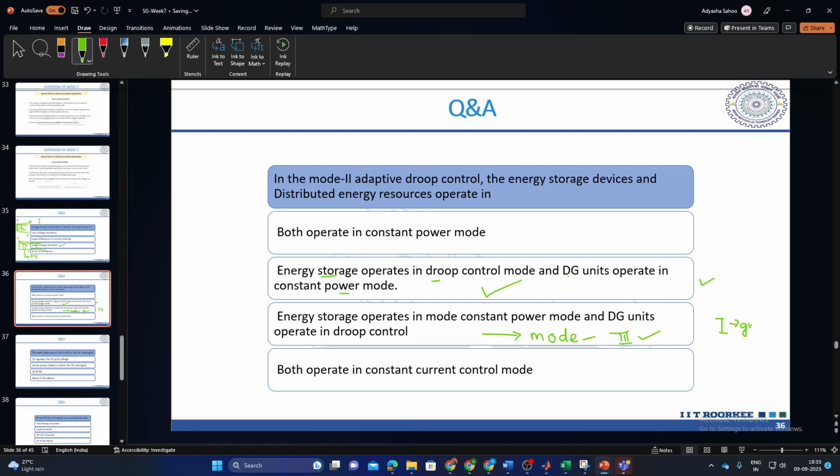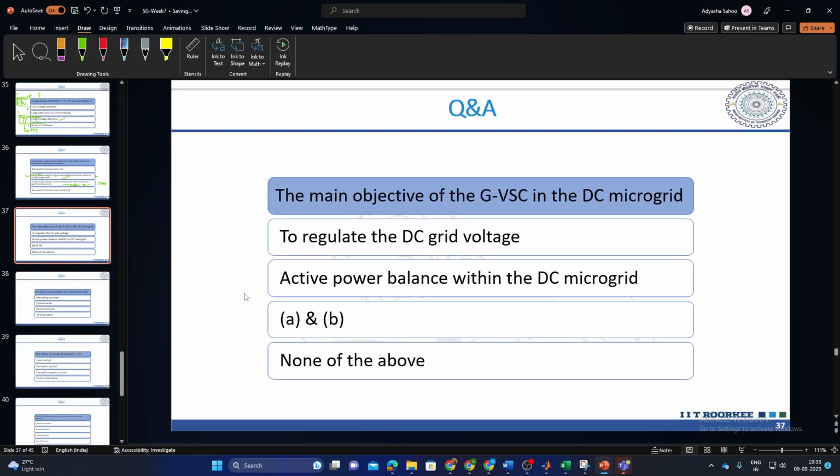In the adaptive droop we had seen, sir is correct, energy storage will be in droop mode while the DG is in constant power mode. And the reverse, which mode can anyone tell? This was mode 3. Yes sir, right. And in mode 1 we had the grid in droop mode and others in constant power mode. So the answer is B.